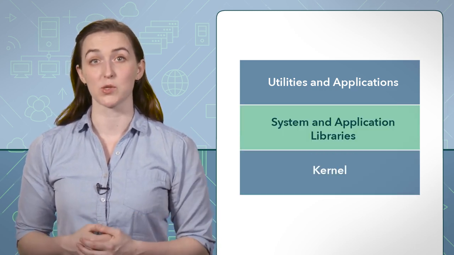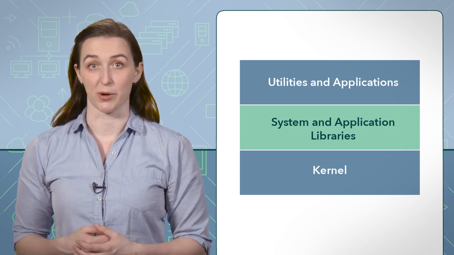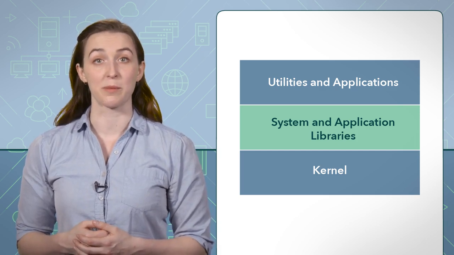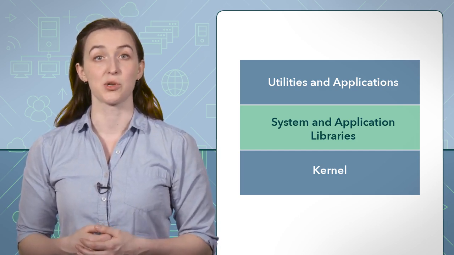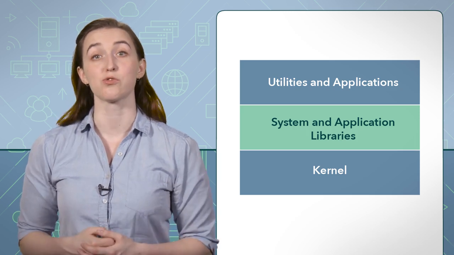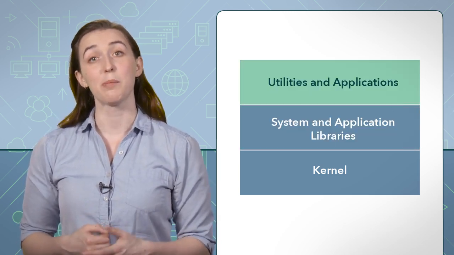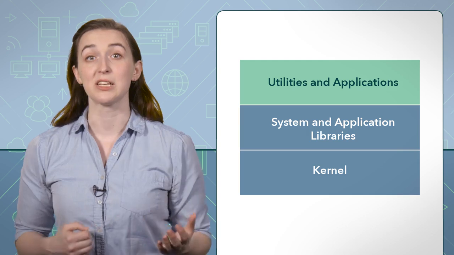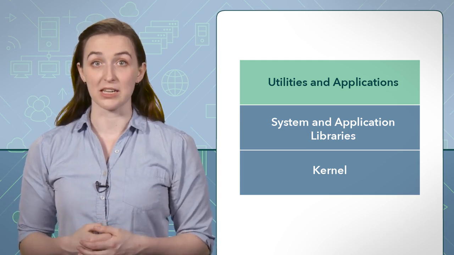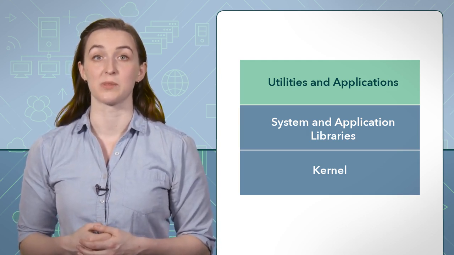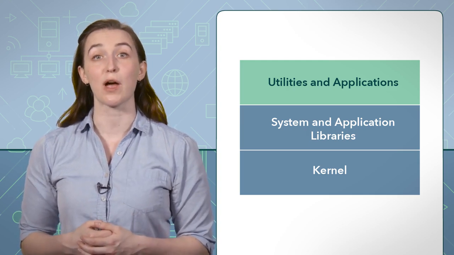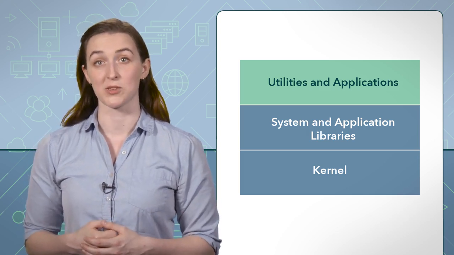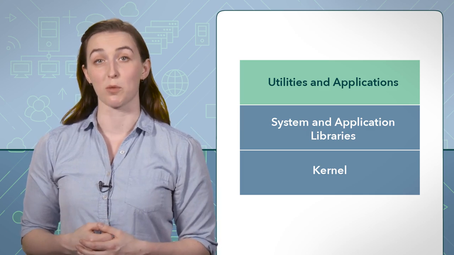Above the kernel layer is what we call system and application libraries. Basically, you can think of this layer as providing the higher-level functions that programs need to interface with the kernel. This could include functions for saving files or drawing graphics, for example. Above the libraries layer is what many end users view as the operating system, utilities and applications. Utilities are tools included with the operating system, such as command line programs and those with graphical user interface like the file browser. Applications are additional programs, often installed by the user for specific purposes.